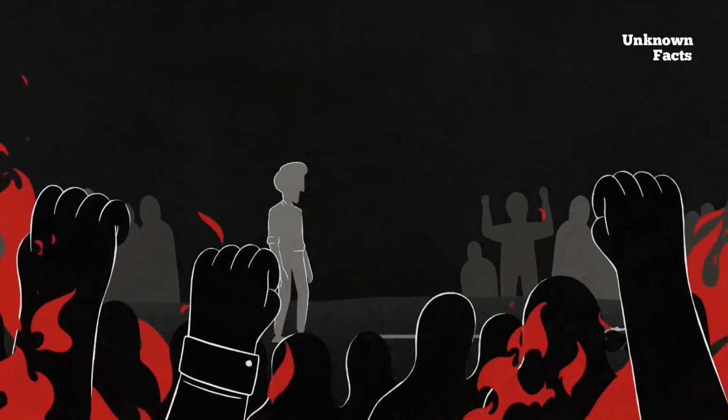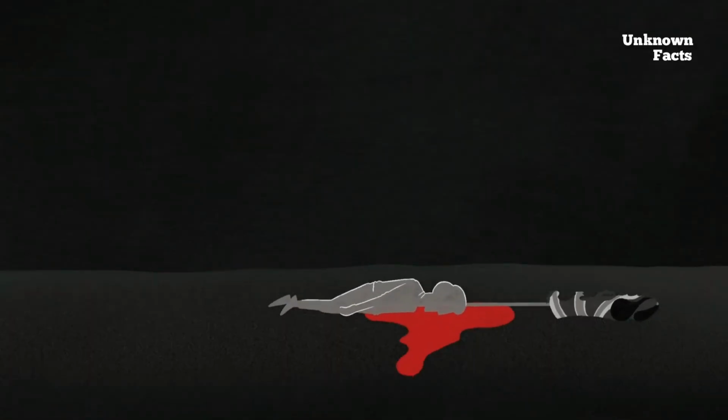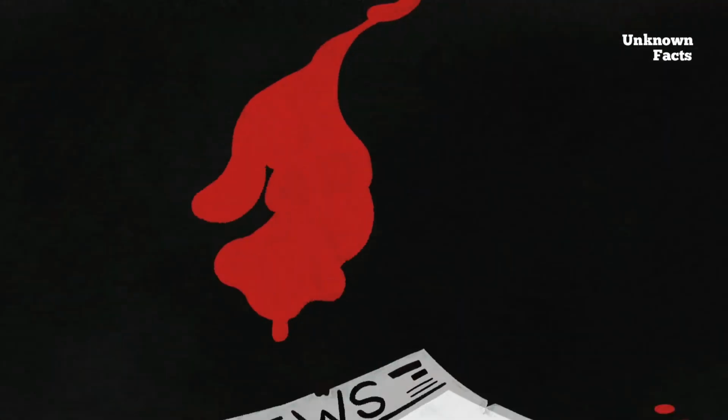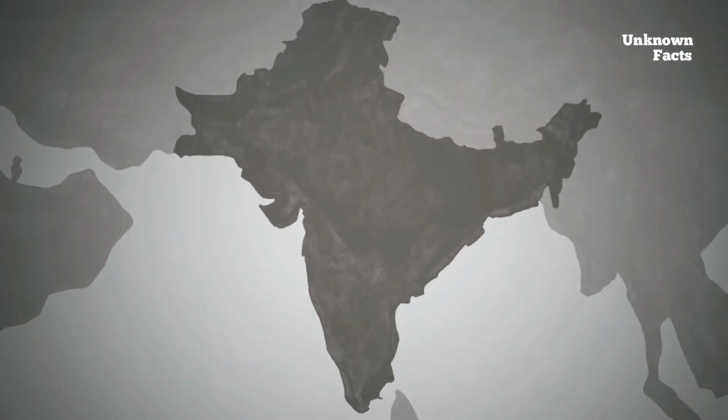In August 1947, India gained independence after 200 years of British rule. What followed was one of the largest and bloodiest forced migrations in history. An estimated 1 million people lost their lives.